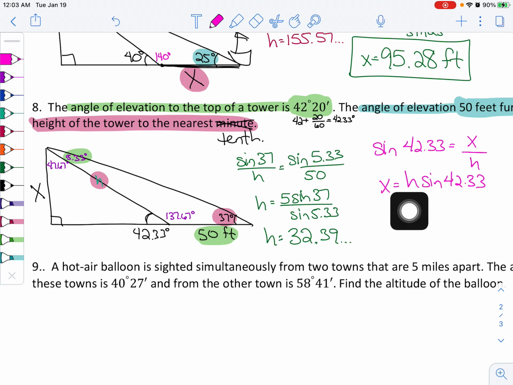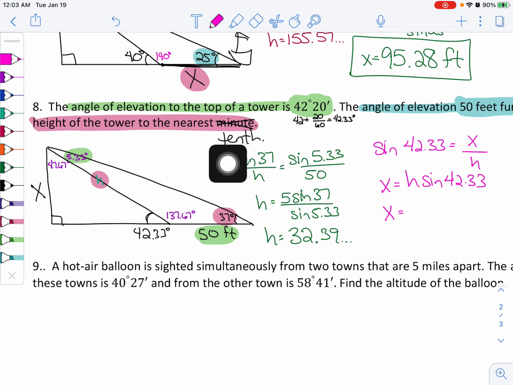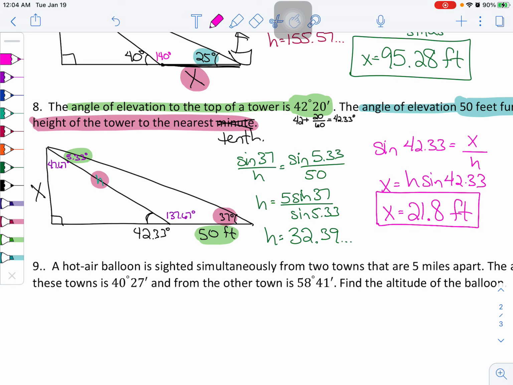Now, always remember, I'm using my calculator. So h is already in there. So I'm going to just multiply it times sine of 42.33. And I said to the nearest, I had to fix that, but to the nearest tenth. So just one decimal place, please, and thank you. So 21.8, and I believe this is in feet. It is. So our tower is 21.8 feet tall based on the information given.